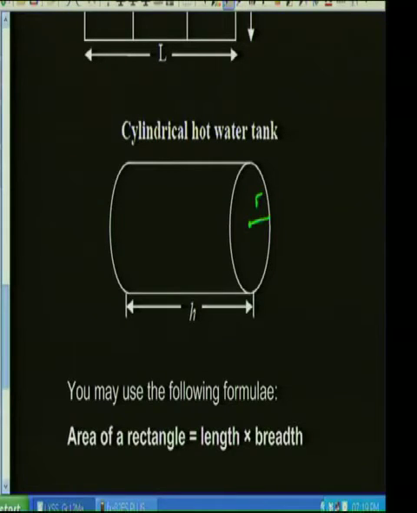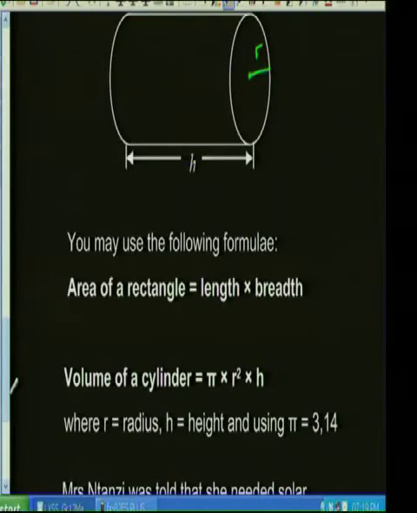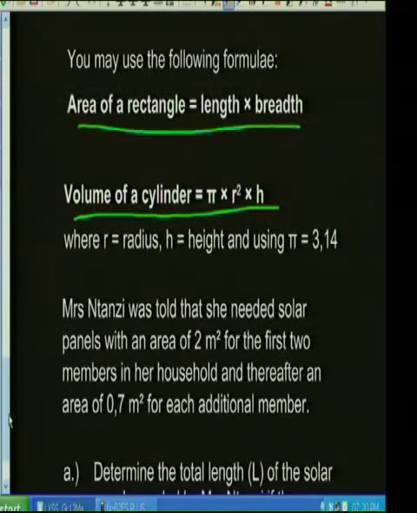Okay. Now, you may use the following formula. Again, I've got to smile when I see that, folk, because when I see that the examiner's saying, you may use this, he means you better use it. Okay, so you may use the following, that the area of a rectangle is length times breadth. The volume of a cylinder is pi times r squared times h.